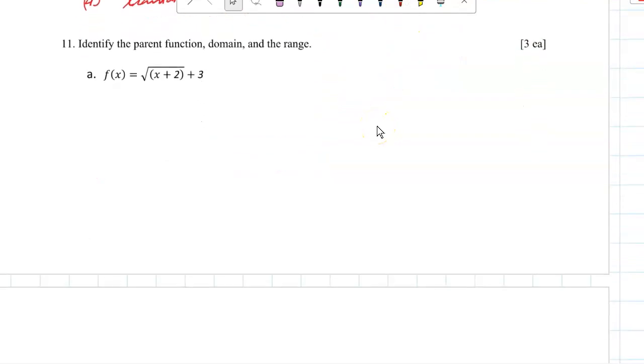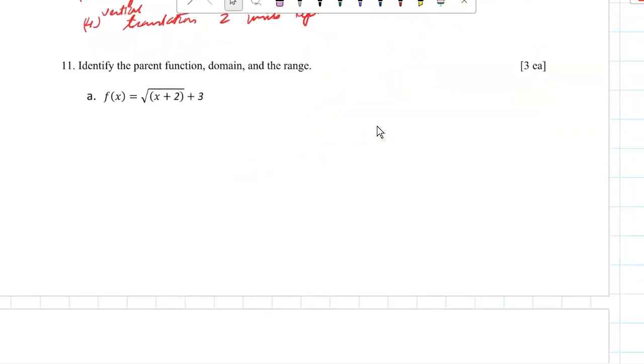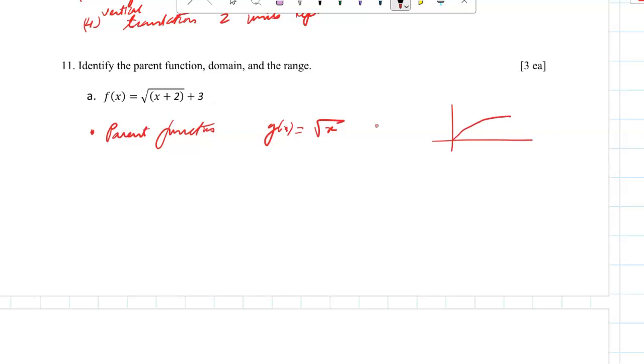Next, identify the parent function. First, identify the parent function. This is a square root function. Yes, it's a square root function. So let me call it g(x). The f(x) is root x. Now, what is the graph of this thing? What is the graph of root x?